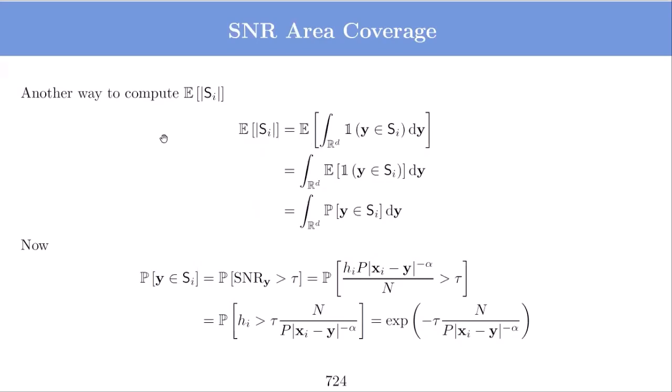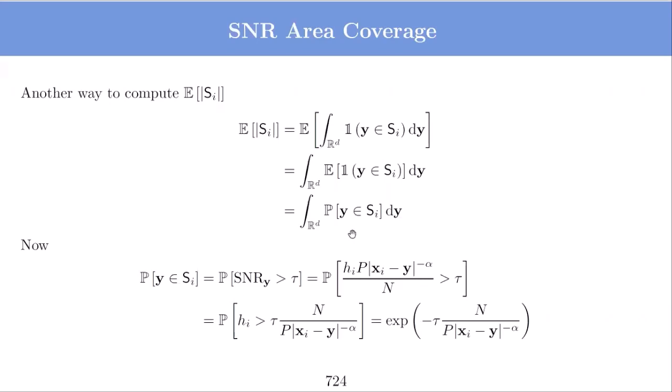Okay, another way to compute E[S_i] is by taking the expected value of the indicator of (y, S_i) dy. If I put the expectation inside, this will give me the probability that y is an element of S_i. So if I take y element of S_i dy and integrate it, then also I can get E[S_i]. And the probability that y belongs to S_i is given.